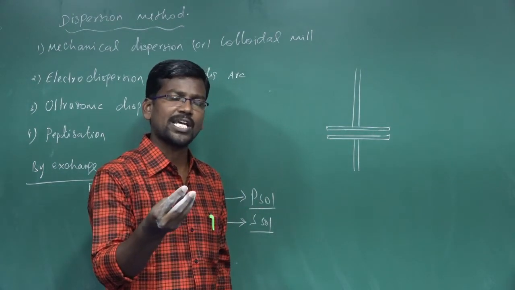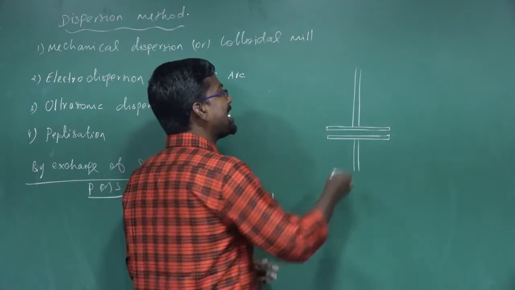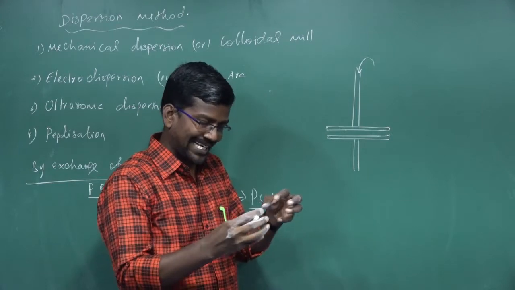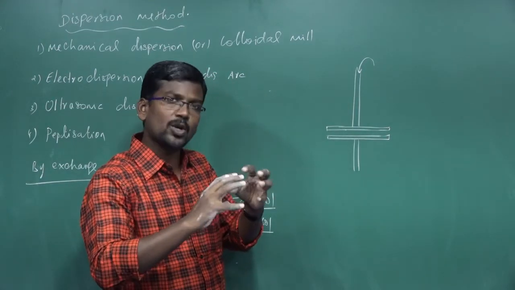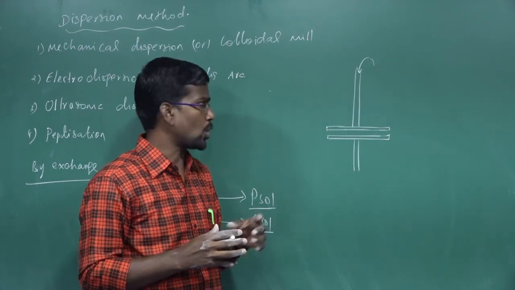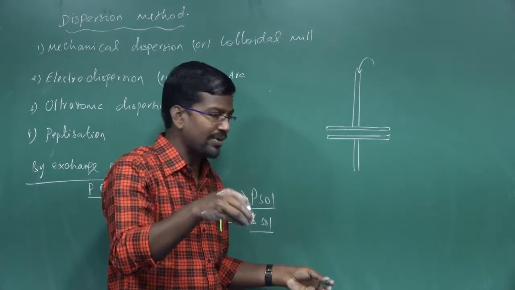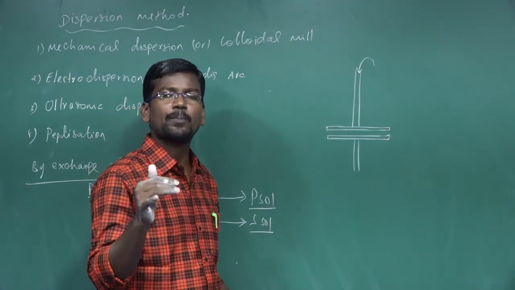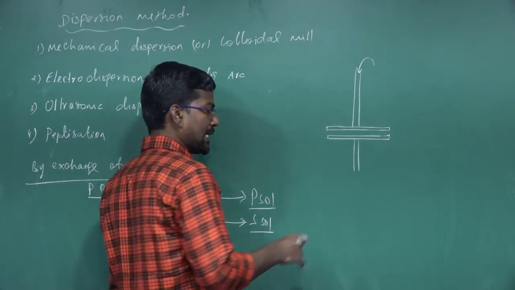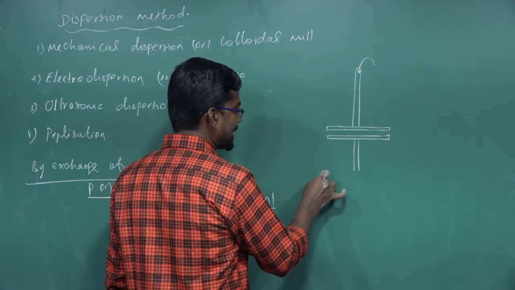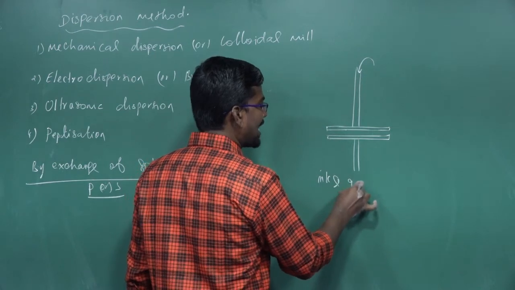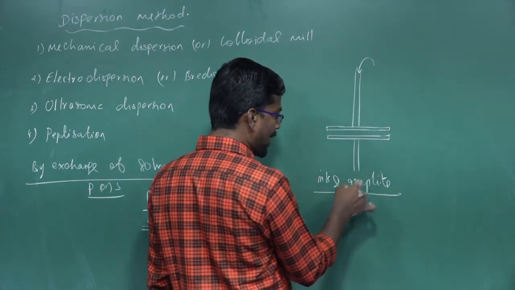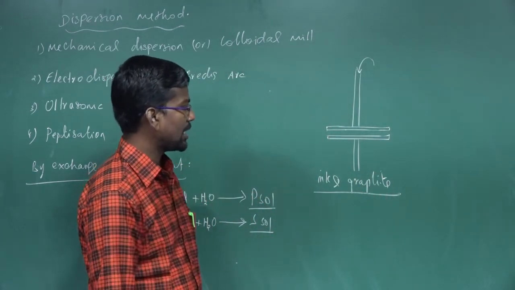The solid suspended particles are fed into the colloidal mill, which consists of two steel plates touching each other and rotating in opposite directions at high speed. The solid substance is dispersed between the two steel plates to form a colloidal solution. This method is used for the preparation of colloidal ink and colloidal graphite.